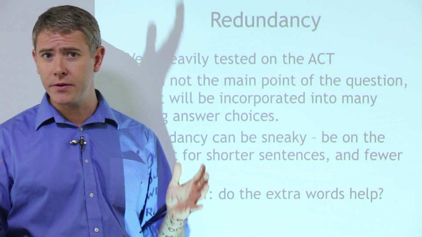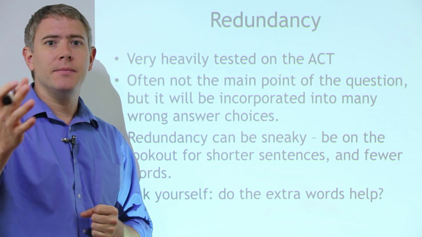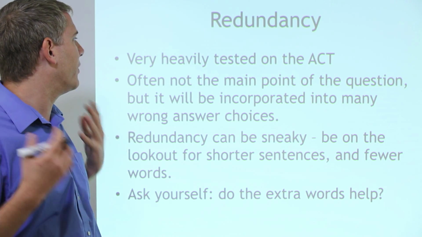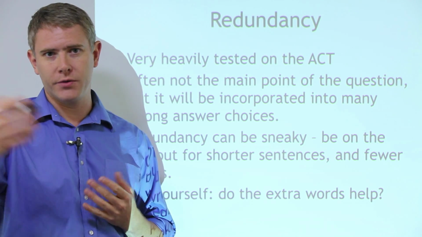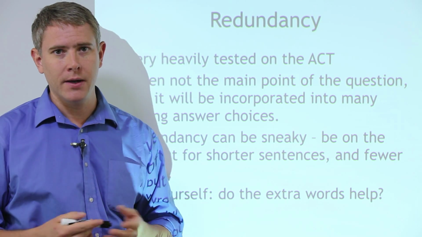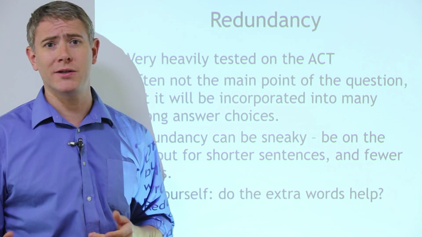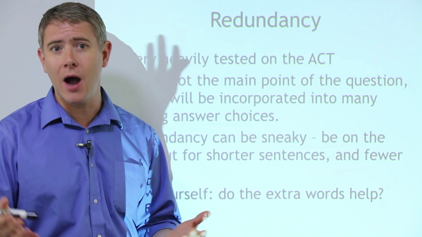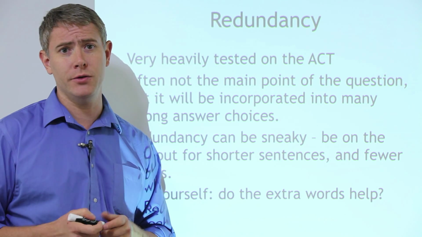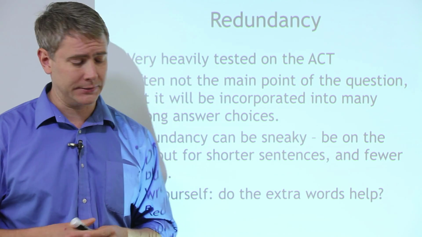Comes up all over the place, and sometimes it's not the main point of the question. Sometimes it's just used in one of the wrong answer choices. So in other words, the redundancy occurs in the answer choice that you're not supposed to pick. Maybe the real question is actually testing something else. Maybe in the real question, you need to know where to put the comma, or you need to know what pronoun to use, and they just throw in a redundancy into one of the wrong answer choices.